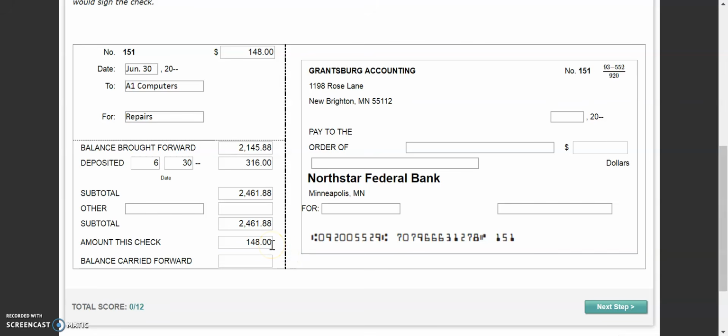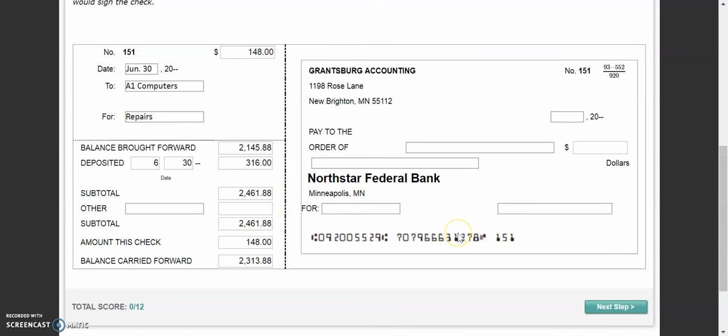And when we write a check, that's considered a withdrawal. So we need to subtract 148 from the 2,461 that we have in there, which means our up-to-date balance in our checking account is $2,313.88. So that's how we fill out our check stub.